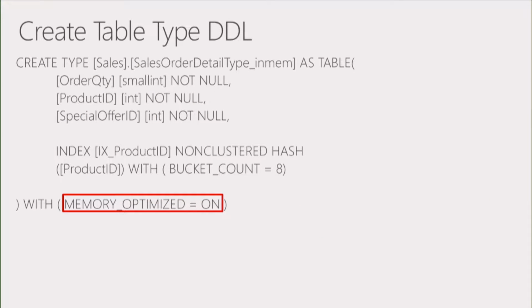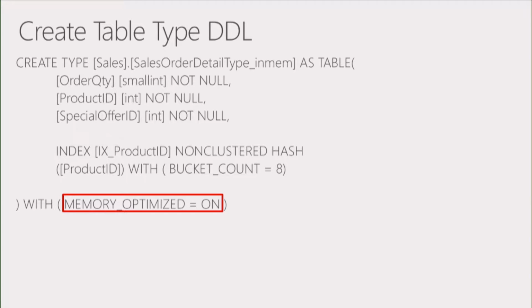Then there are the table types used for your table variables and table valued parameters. Again, you add the option with memory optimized equals on, and then you get memory optimized table variables, which use the same memory optimized data structures as memory optimized tables do.